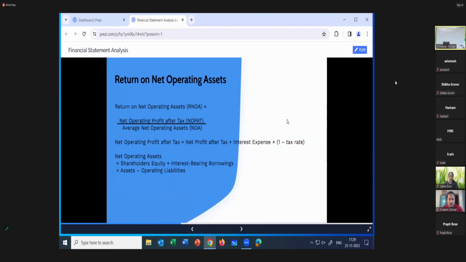Okay, so this formula may not be so clear. Is you able to see it from the back or full screen? Yeah.